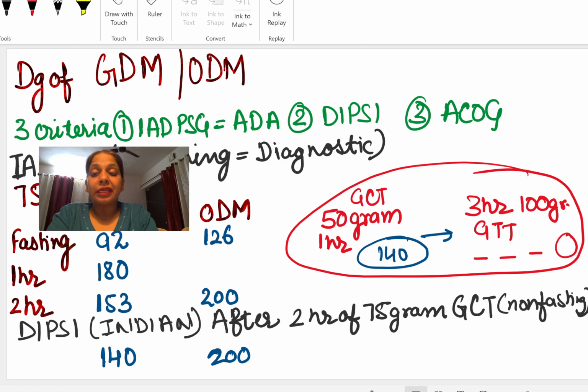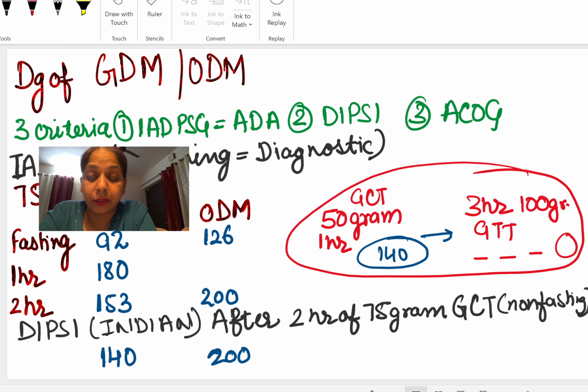So in the DIPSI criteria, you have to learn only 2 values, whereas in the IADPSG you have to learn many values. Okay, now what does ACOG say? ACOG says that there are 2 tests. One is the 50 gram glucose challenge test, that is to be given to the patient.